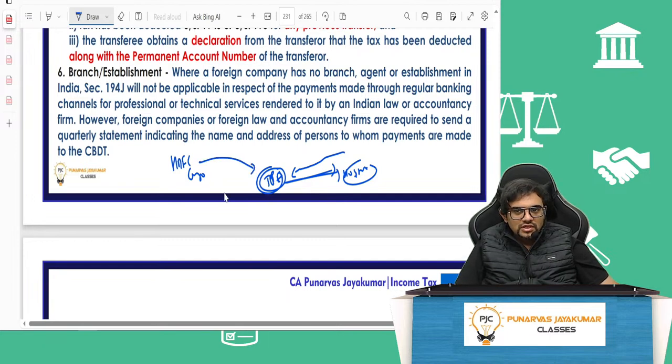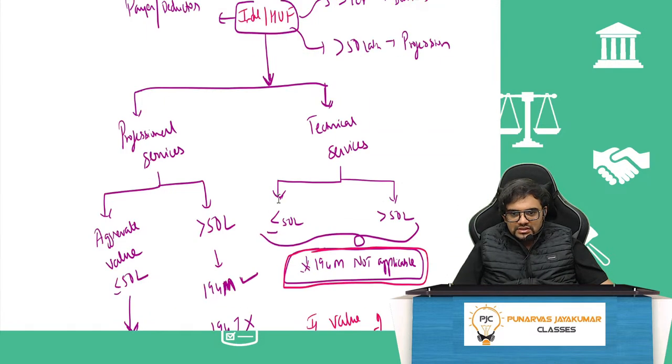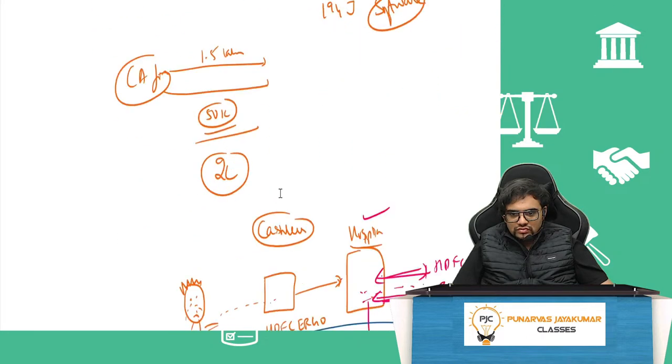The question is, when the third party administrator is making payment to the hospitals, will 194J come? Because the hospital has provided what service? Professional service. This is medical service. The issue went to court, then a lot of circulars came. They said yes. Instead of the insurance company, the third party administrator has to deduct TDS while making payment to hospitals. That is regarding 194J also. Very, very simple.